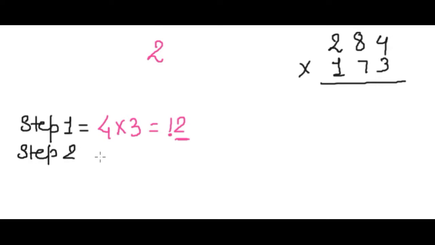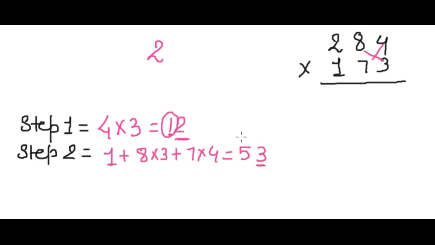Step 2. 8 into 3 and 4 into 7. We will carry forward this 1, plus 8 into 3 plus 7 into 4. Its total is equal to 53. We will write this 3 here and carry forward this 5.